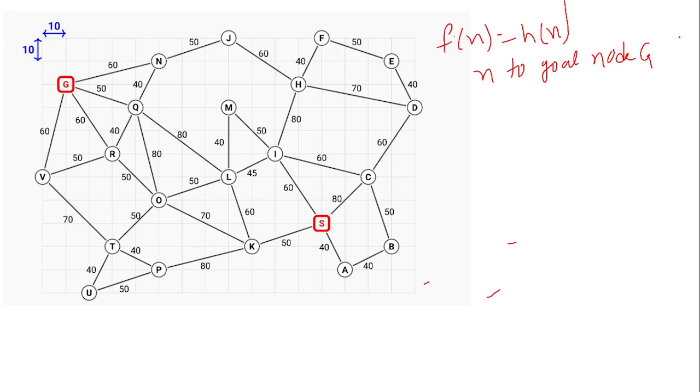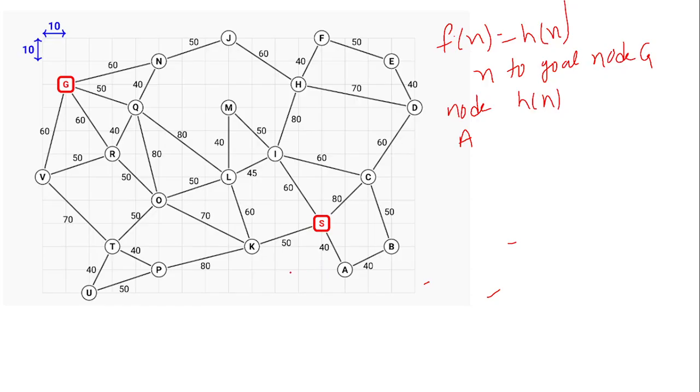If we see for A, this is the node and this is the h of n value. For node A, what is the h of n value? For calculating here, they asked us to take h of n as the Manhattan distance. In Manhattan distance, we need to travel either in the x direction or in the y direction, parallel to the x axis or parallel to the y axis.